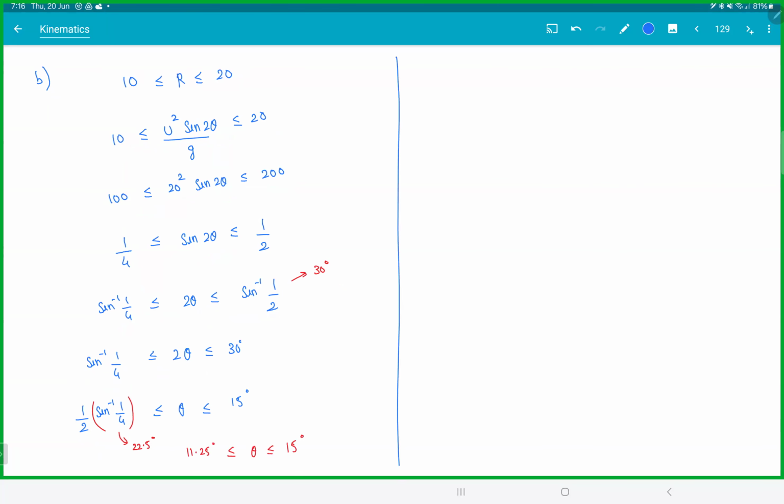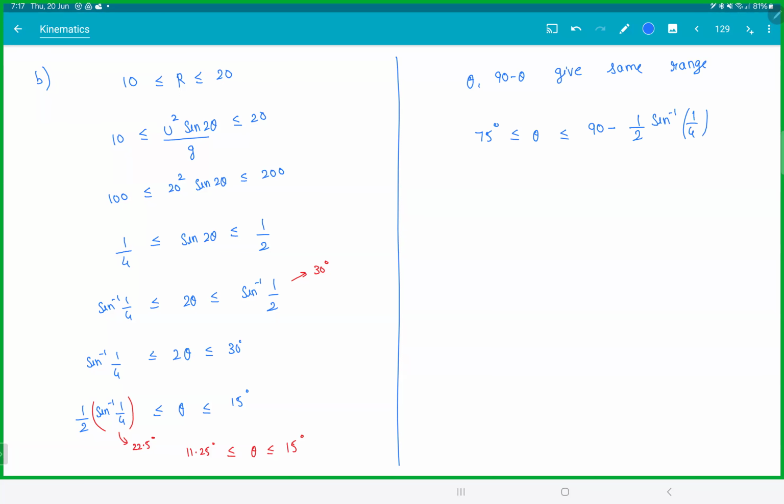Now, the mistake some of you made is you forgot theta and 90 minus theta also give the same range. We have to include the complementary angles. That means the other end of the angles will be theta greater than equal to 75 degrees and less than equal to 90 minus half of sine inverse 1 by 4.